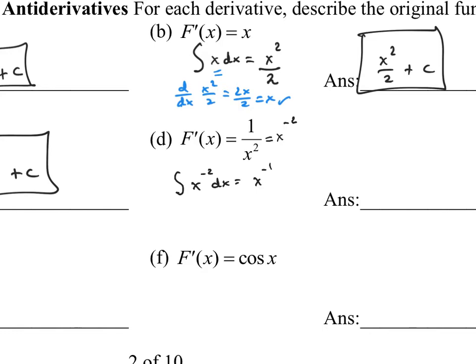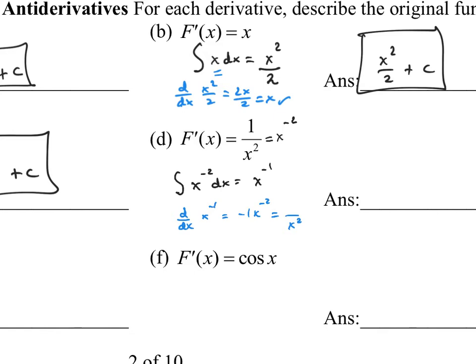X to the negative 1, well, let's think about that. When I take the derivative with respect to x of x to the negative 1, wouldn't I get negative 1 x to the negative 2, which is negative 1 over x squared? But I wanted positive 1 over x squared. So how do I get positive 1 over x squared?